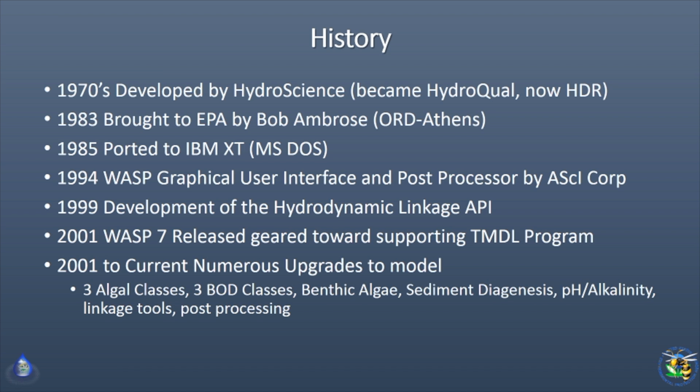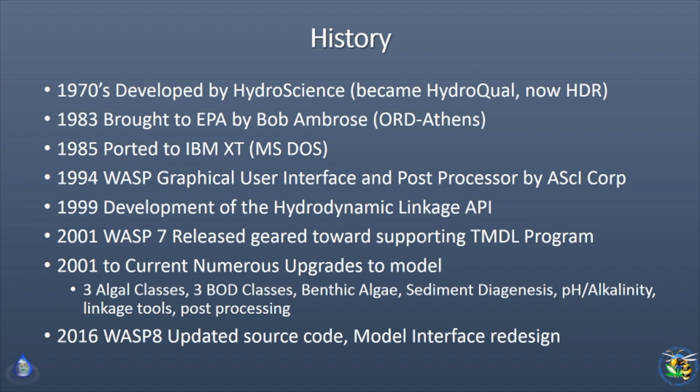From 2001 to current, there's been numerous upgrades to the model. The addition of multiple algal classes, multiple BOD classes, the inclusion of benthic periphyton algae, the sediment diagenesis routines, pH, alkalinity, and then also the ability to get data from different tools such as databases, and to make post-processing easier to do. In 2016, WASP 8 was released, which was a major update to the model because much of the source code and interface was redesigned.